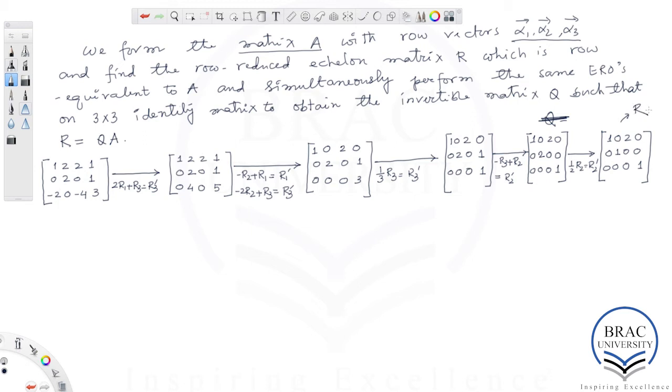Okay, so now we have to apply the same sequence of elementary row operations on that 3 times 3 identity matrix. Okay, let's do this. So we start with the matrix 1 0 0, 0 1 0 and 0 0 1. First we apply this operation, 2R1 plus R3 is equal to R3 prime, and this gives us, so the first row stays the same, the second row stays the same, and the new third row is going to be 2, 0, 1, right?